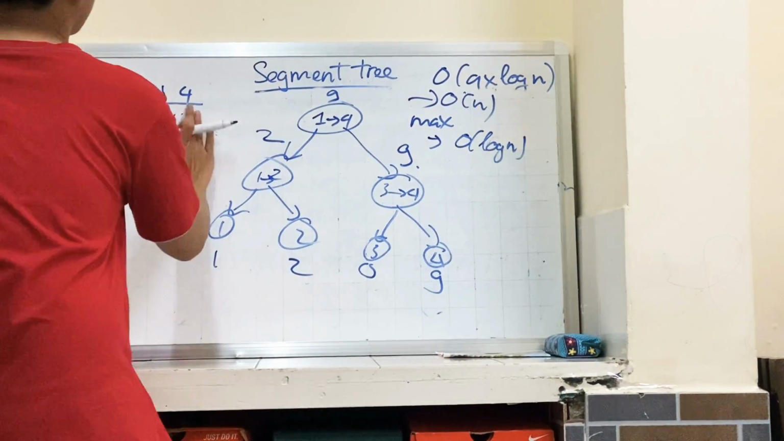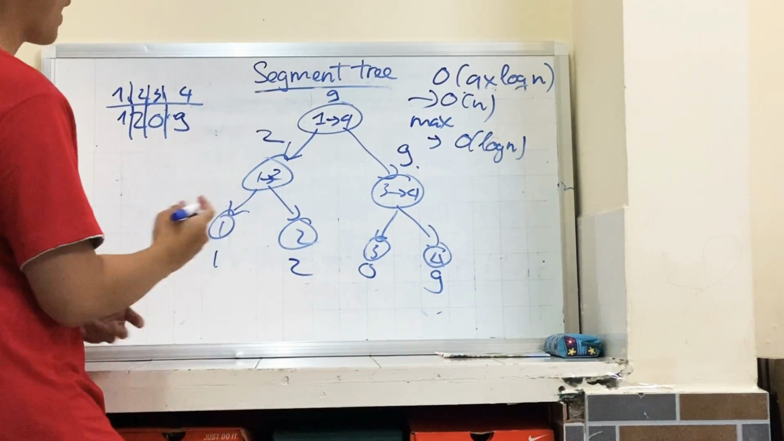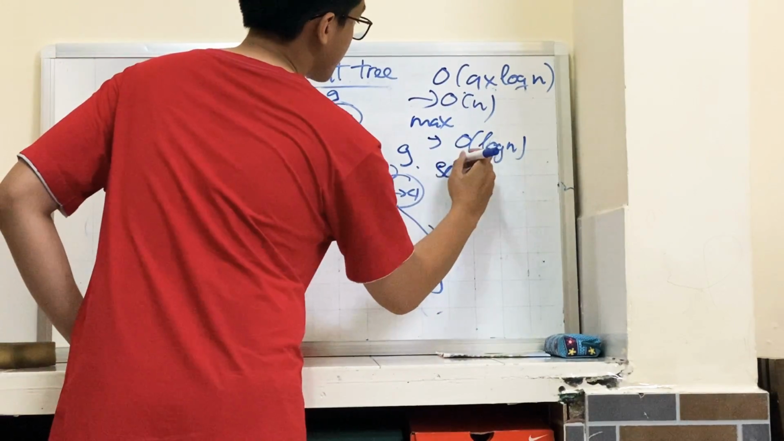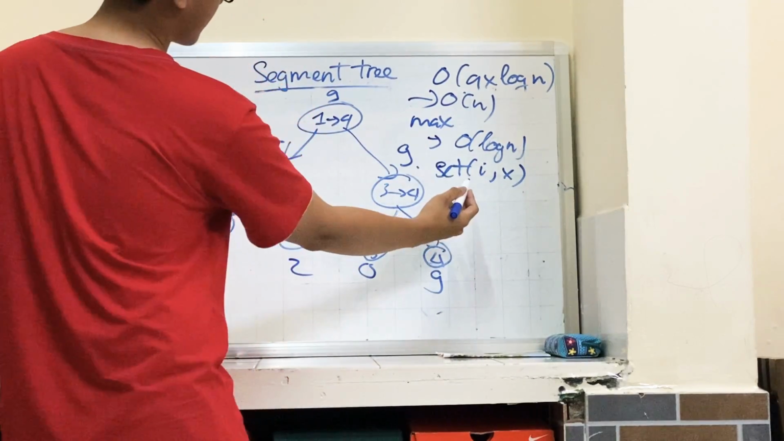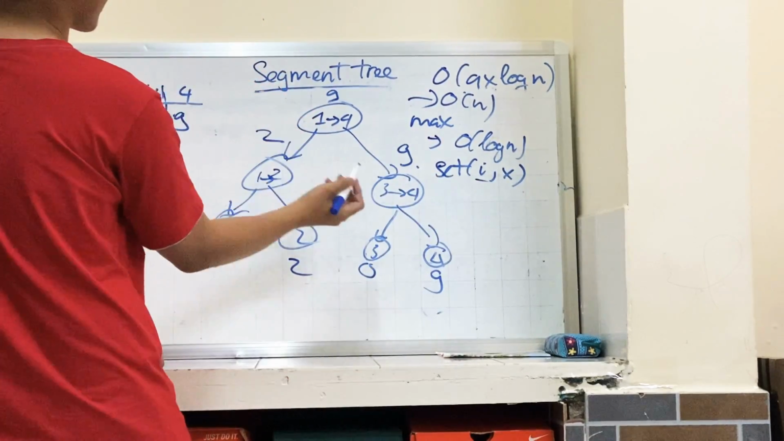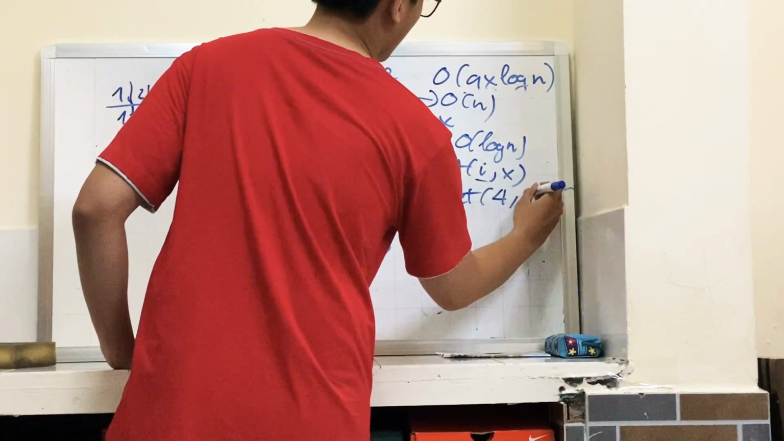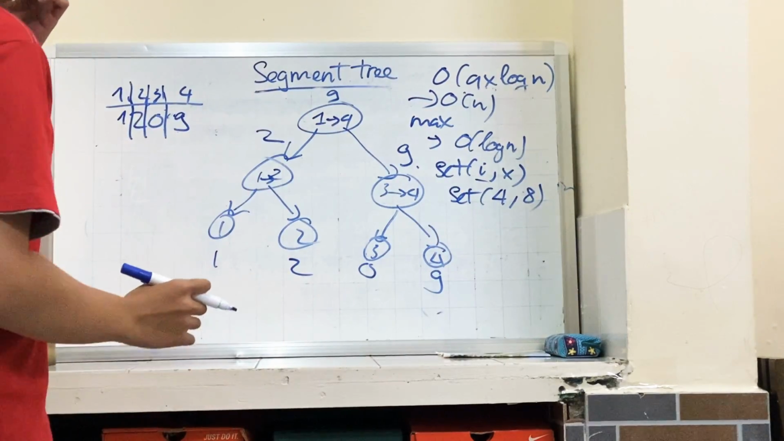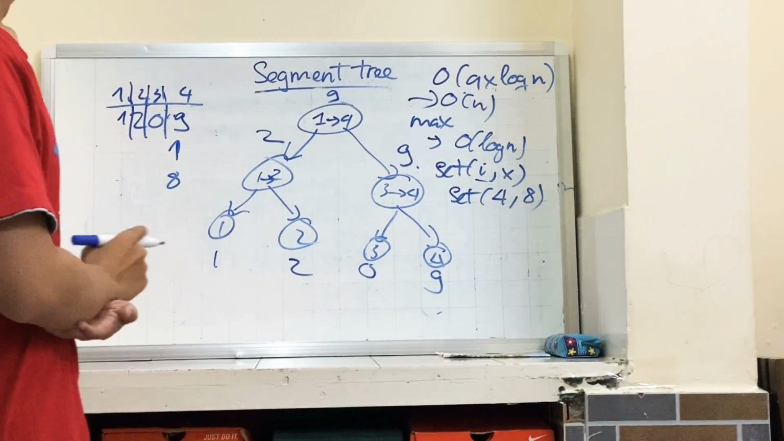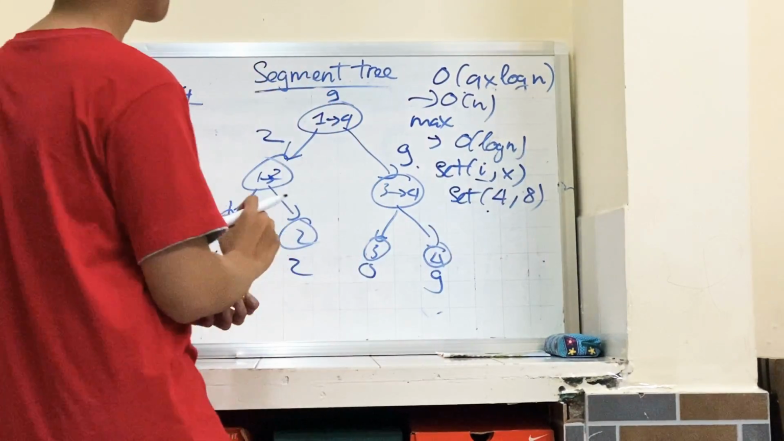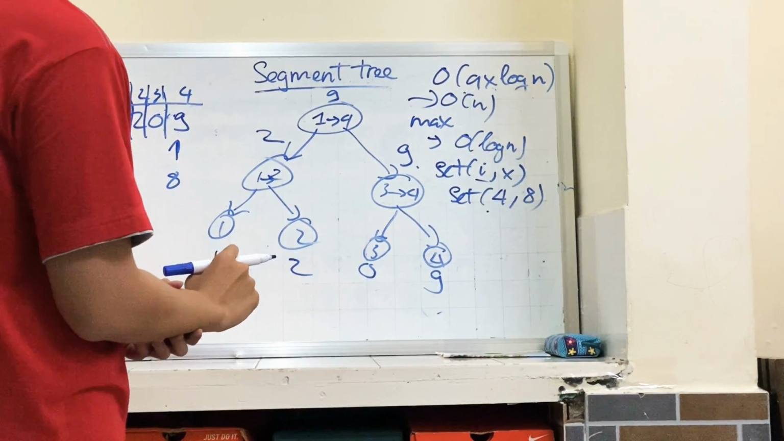So if the first value was 9, and I call a function set(i, x), it will set the ith element to x. Like I call set for 4 to 8, so this element will become 8.